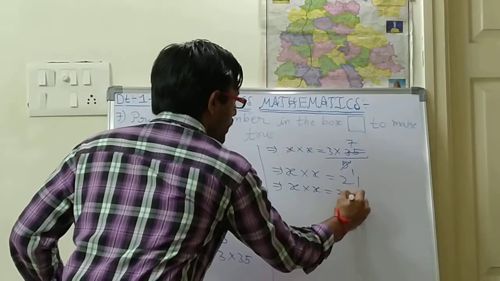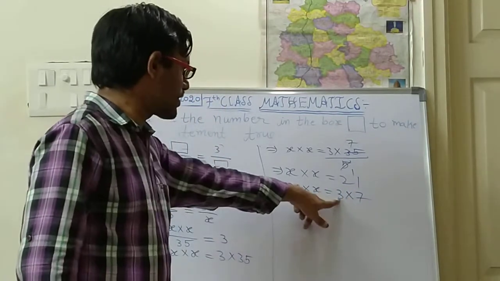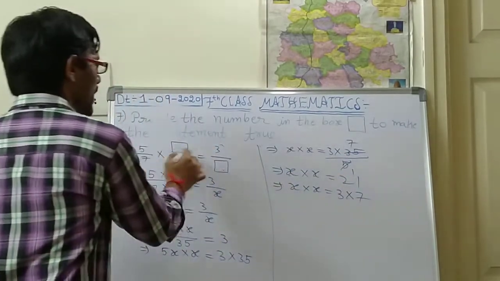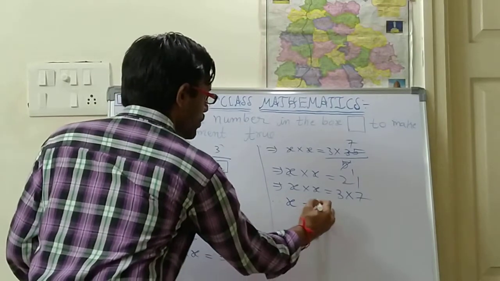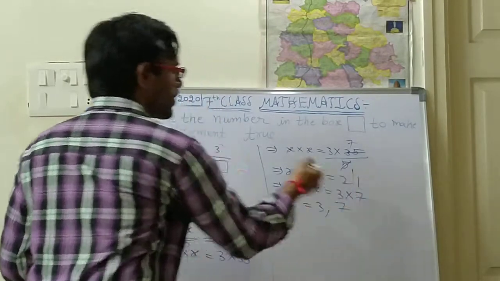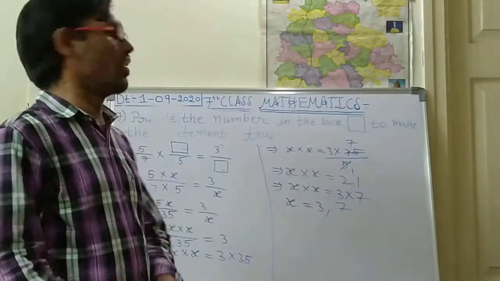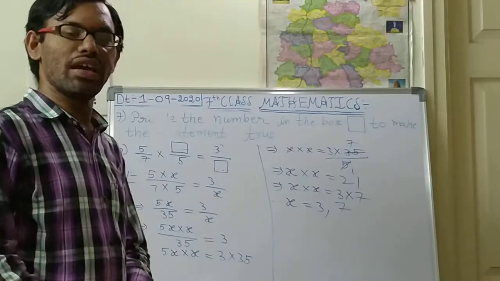We can write it as 3 into 7. Is it right? So here one x is 3, another x is 7. If you take x as 3 and 7, that is correct. Therefore x is equal to 3 comma 7. It might be 3 or 7. If you keep 3 or 7, the answer will be correct.